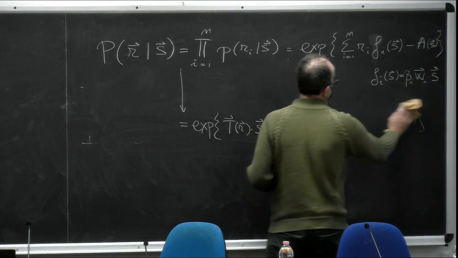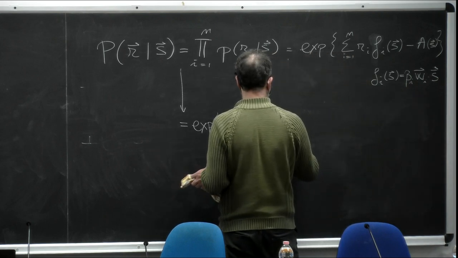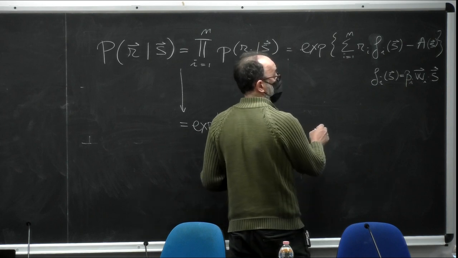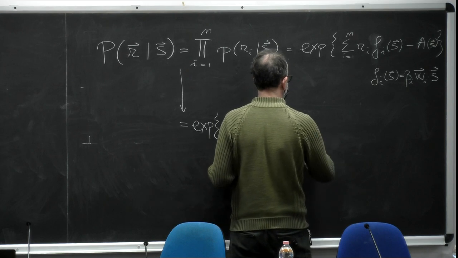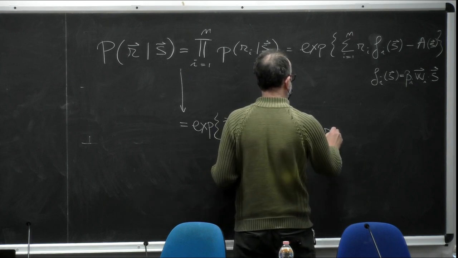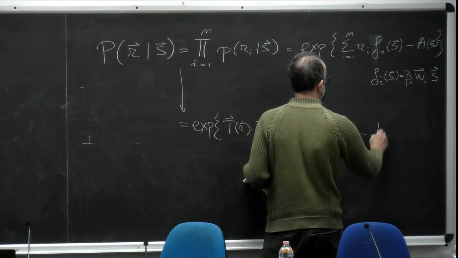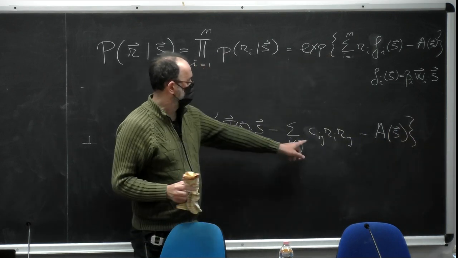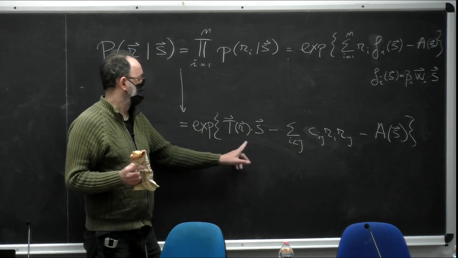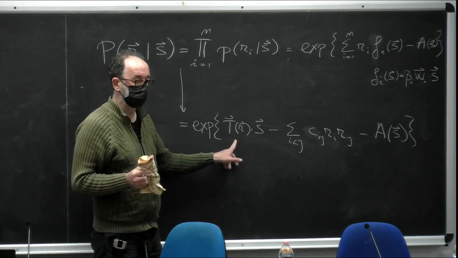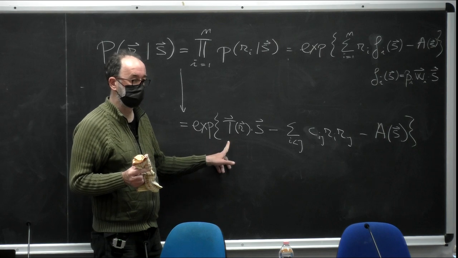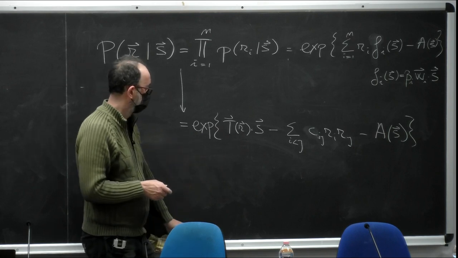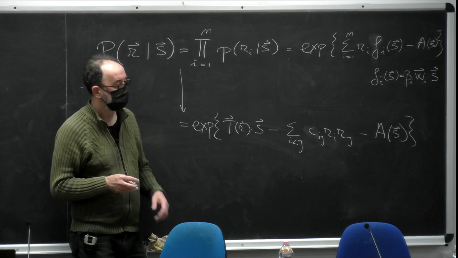But then T can take a different form: Cij Ri Rj minus A of S. So as long as this Cij does not depend on S, then this is still a sufficient statistic. And so you can also have responses that are correlated. Right, Tanya? Yes. Okay, thanks.